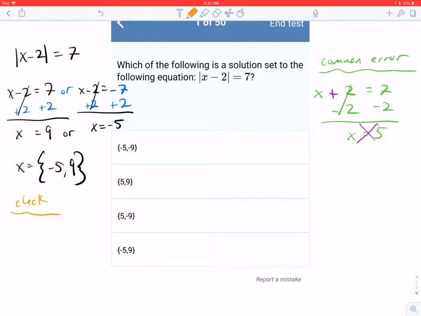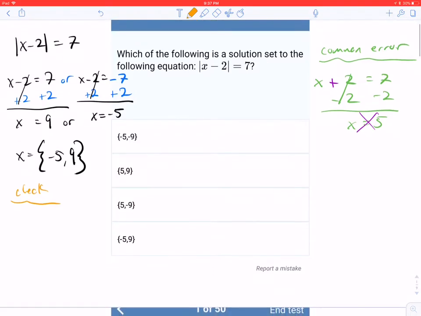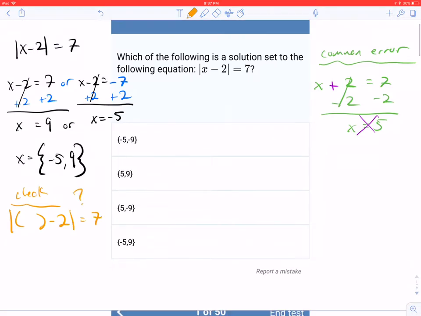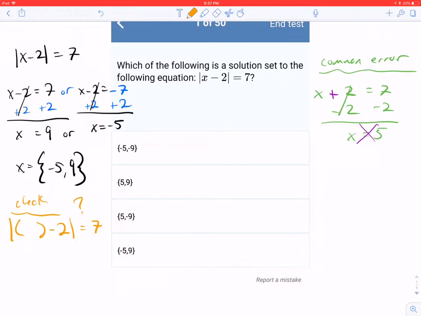Now, when x is negative 5, we have the absolute value of x minus 2, which should equal 7. If we plug in negative 5, that's going to be the absolute value of negative 7 equals 7. Yeah, absolute value of negative 7 is 7. Absolute value is the positive distance away from 0. So if you're at negative 7, you're 7 units away from 0 on the left-hand side. So the positive distance away from 0 is 7. So that checks out.